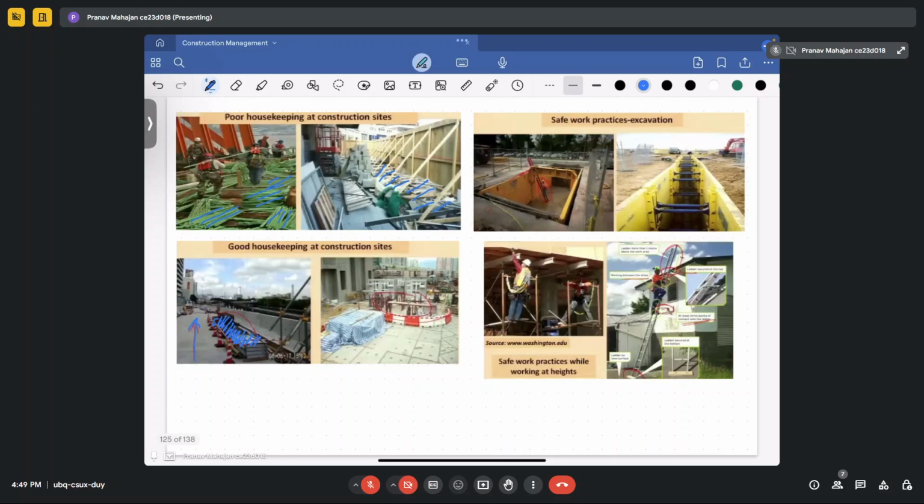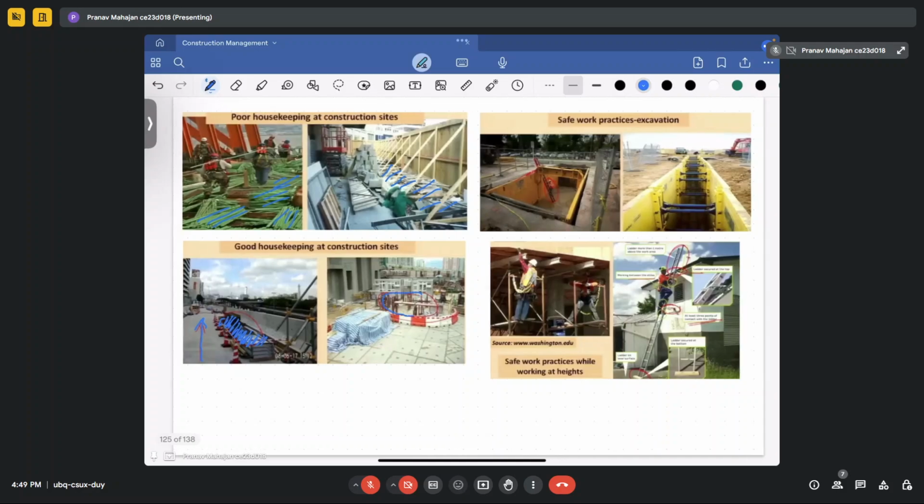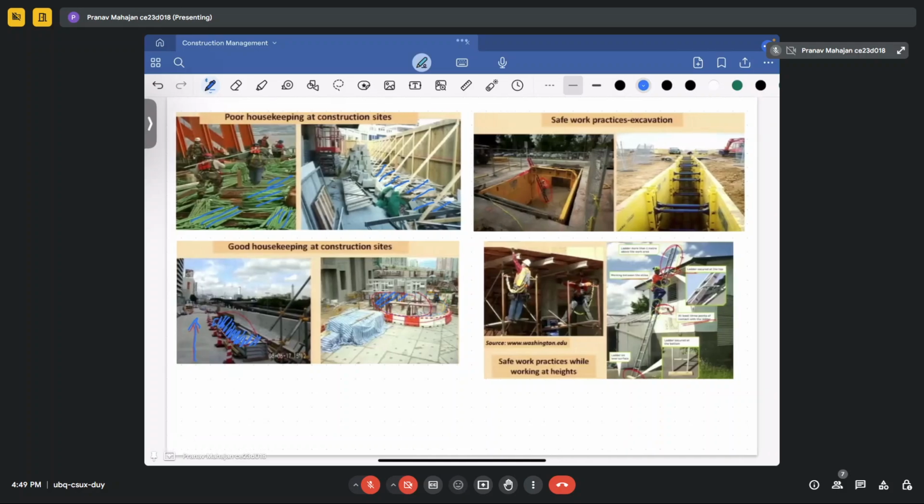Here also you can see that in the area they are working, they have protected themselves, and the materials they have kept at the side are covered by some cloth, not cluttered across the whole area. Such small measures will help you in reducing accidents at sites. Another thing you can see here is the excavation.